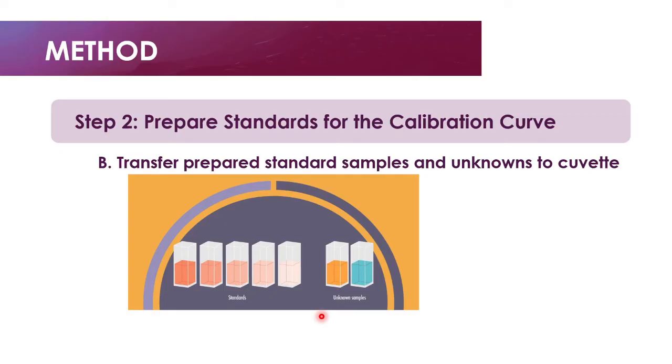So the next thing to do is to transfer the prepared standard samples and unknown into cuvettes. As you can see, these are our standards, the prepared standards that we just prepared over here, transferred into cuvettes, and these are our unknown samples also transferred into a cuvette.